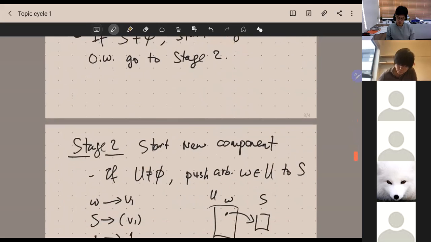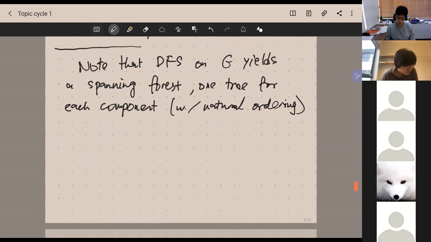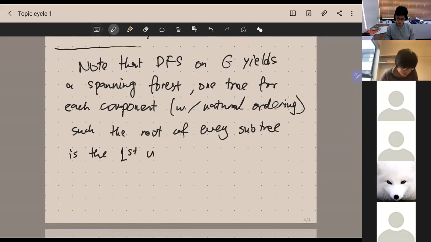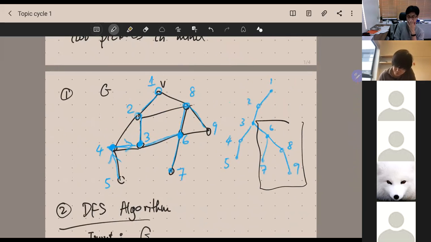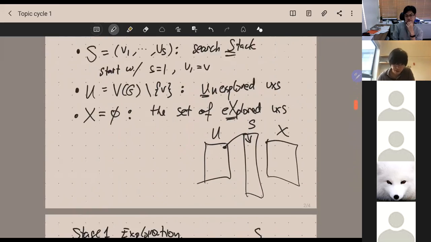Good. And also with a natural ordering such that the root of every subtree is the first vertex visited within the subtree. Okay, this is also a basic observation. What I mean is, let's come back here. Let's take a subtree, let's say this one. As you can see, the root of this subtree is 6. It has the smallest number label, meaning that it was visited first among all the vertices in the subtree. This is also very basic.